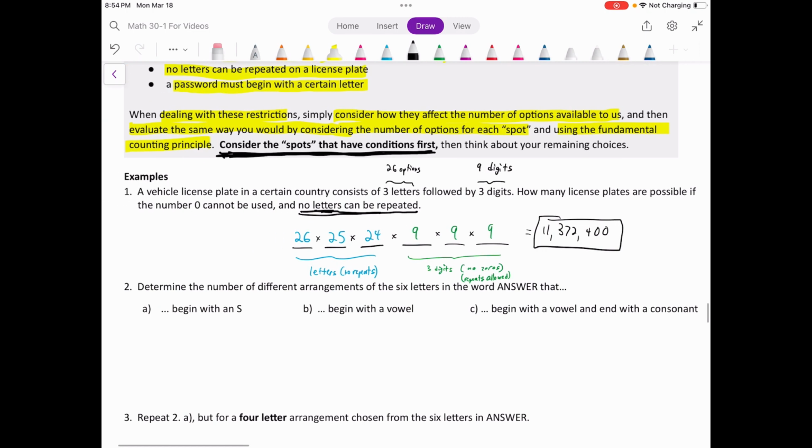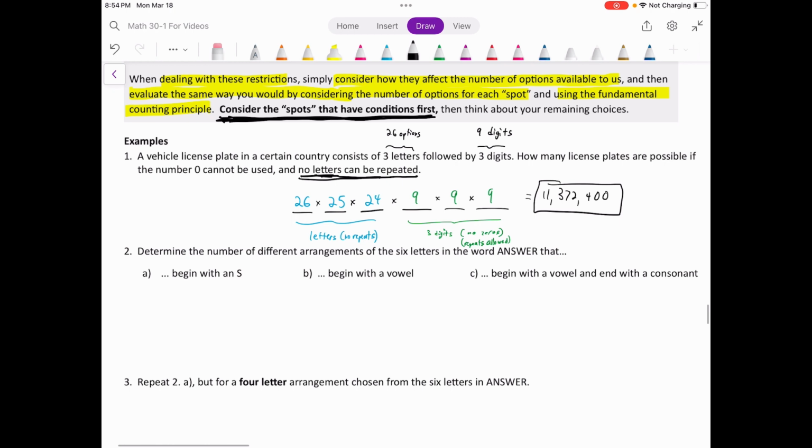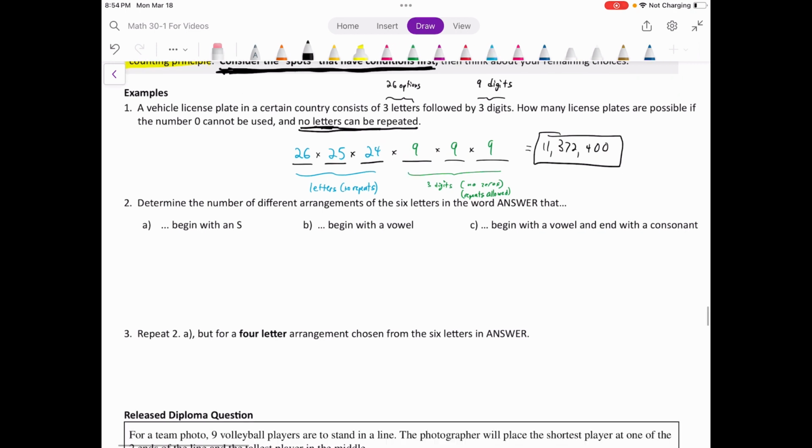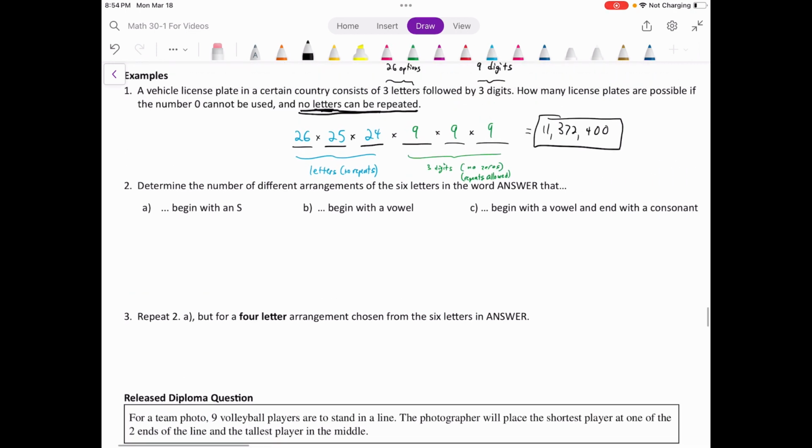Okay, so notice nothing has fundamentally changed in our thinking. We're just taking the time to consider, all right, how do these restrictions affect the choices available to us? And then it's still just the good old fundamental counting principle, right? If there are P ways to do one thing and Q ways to do another, there's P times Q ways to do both things. Here we just have 6 things we're doing, which is choosing 3 letters with no repeats and choosing 3 digits with no zeros, but repeats are okay.